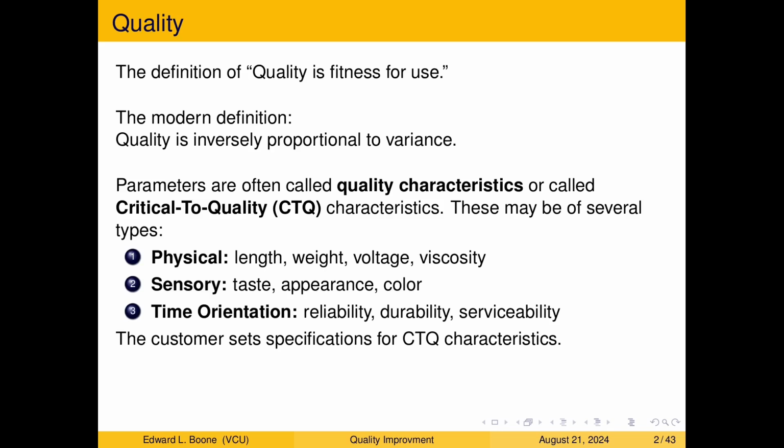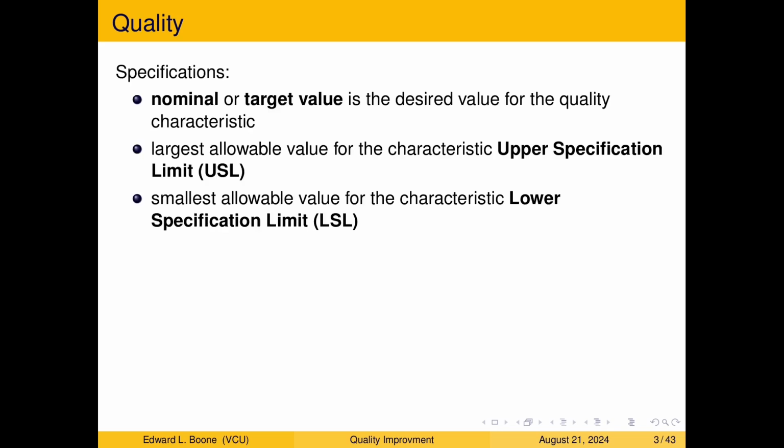Could be time orientation, such as reliability, durability, serviceability. Does it last a long time? That's the durability. Reliability means every time I use it, do I get the same thing? And serviceability means if it needs to be fixed, how are you able to fix it? Whatever these are, the customer is going to define these critical to quality characteristics, not you. Okay, so they're going to set some specifications.